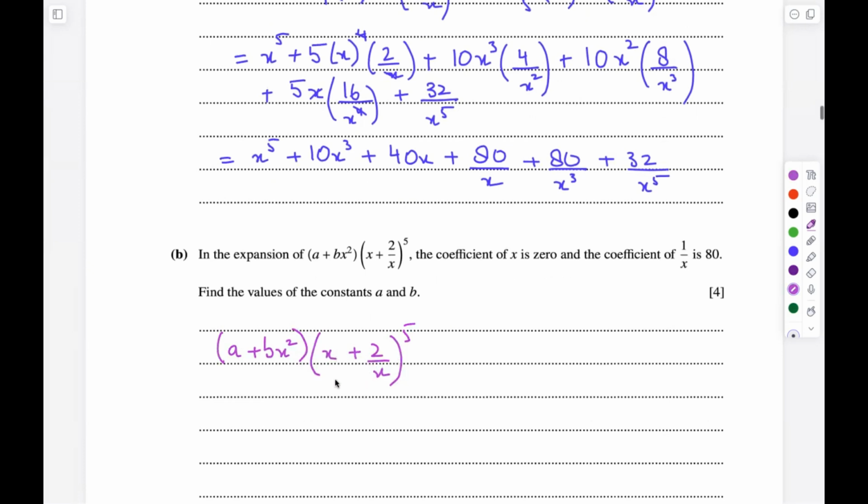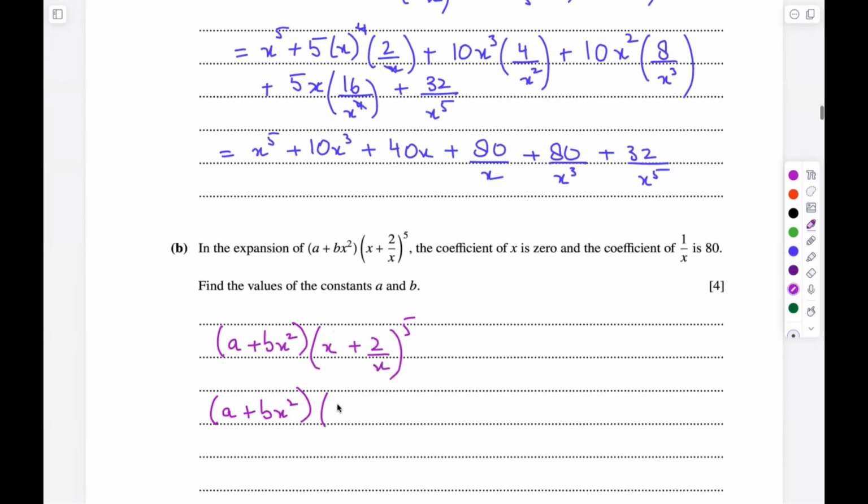So as we already have an expansion of (x + 2/x)^5 in the previous part, we can write it as (a + bx²). And the expansion that we got for (x + 2/x)^5 was x⁵ + 10x³ + 40x + 80/x + 80/x³ + 32/x⁵.